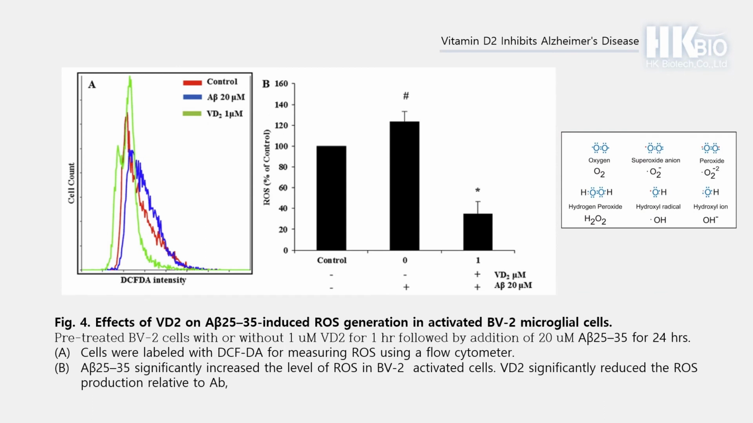This slide shows ROS production by vitamin D2. After BV2 cells were treated with 1 micromole vitamin D2 and 20 micromole A-beta, ROS production was measured by flow cytometer. As seen here, vitamin D treatments significantly reduced the ROS production as compared to A-beta treatments.